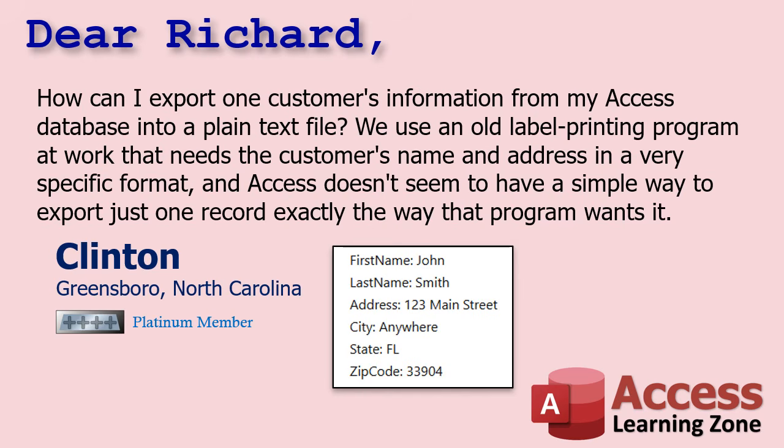And while Microsoft Access does have built-in export tools, they're designed for standard formats like CSV files, tab-delimited files, fixed-width files, Excel spreadsheets. Those are great when you want to export rows and columns, like a whole bunch of records. But they don't provide an easy way to take one specific record and format it exactly the way your other program might want it. And so for that kind of custom output, the simplest solution is just to write the file yourself using a little teeny tiny bit of VBA.